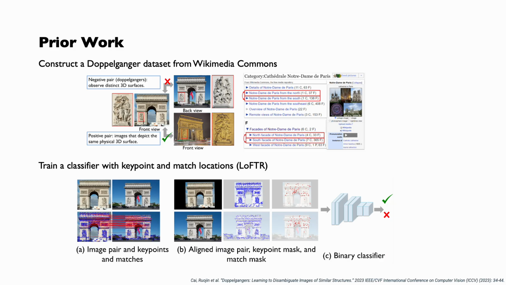Previous work formulated this as a binary classification problem. That is, given a pair of images, determine whether they are a doppelganger pair or a truly matched pair. They train this classifier with data crawled from Wikimedia Commons, which mainly contains landmarks, where categories like south facade and north facade are used to distinguish them. They constructed a doppelganger dataset from this and trained a CNN-based classifier that takes keypoints and matches and outputs a score between 0 and 1.